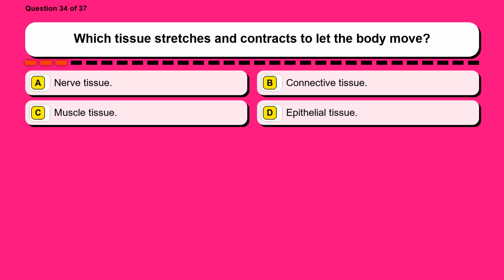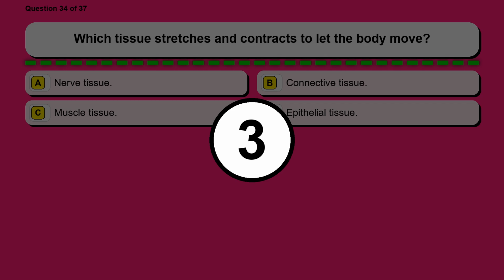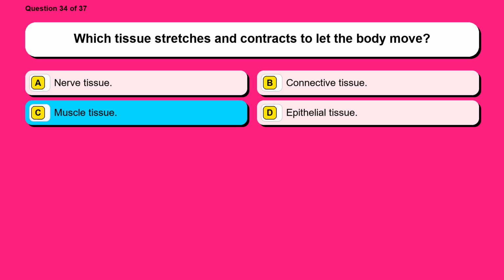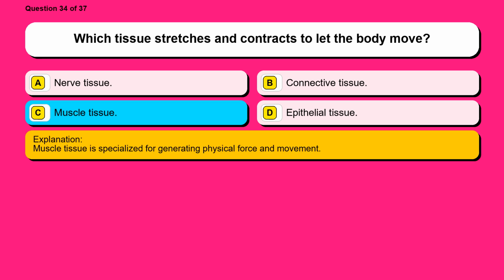Question 34. Which tissue stretches and contracts to let the body move? Option A. The nerve tissue. Option B. Connective tissue. Option C. Muscle tissue. Option D. Epithelial tissue. The correct answer is option C. Muscle tissue. Muscle tissue is specialized for generating physical force and movement.